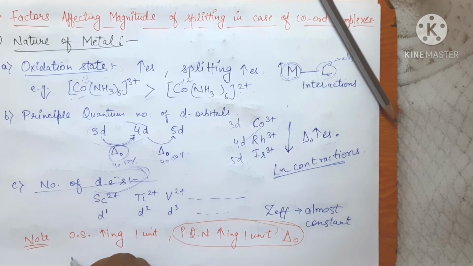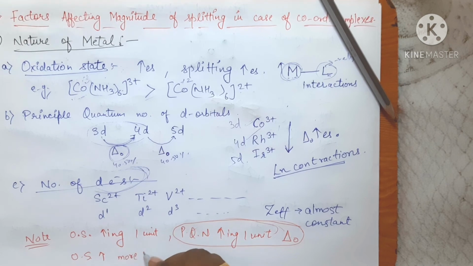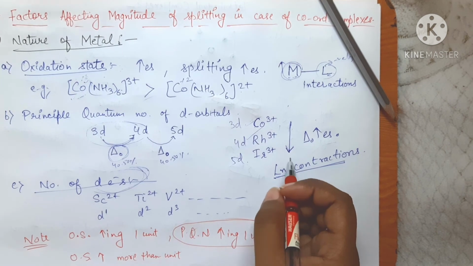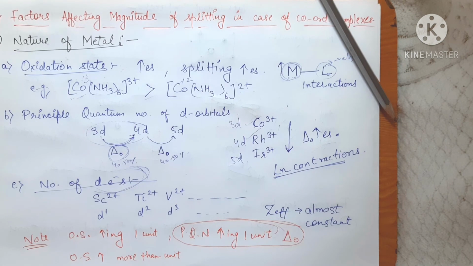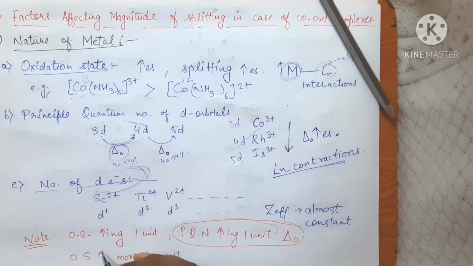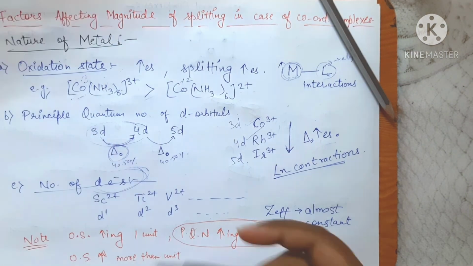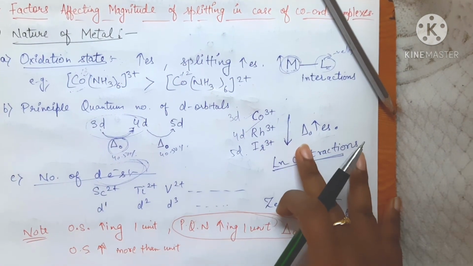But if oxidation state is increasing by more than 1 unit, suppose 2 units or 3 units, suppose one is having +2 oxidation state, the other one is having +4 oxidation state, then the complex having higher oxidation state of metal will have more Δo. Okay, then we'll look for the oxidation state. I hope this note point is clear to you. I will explain this again.